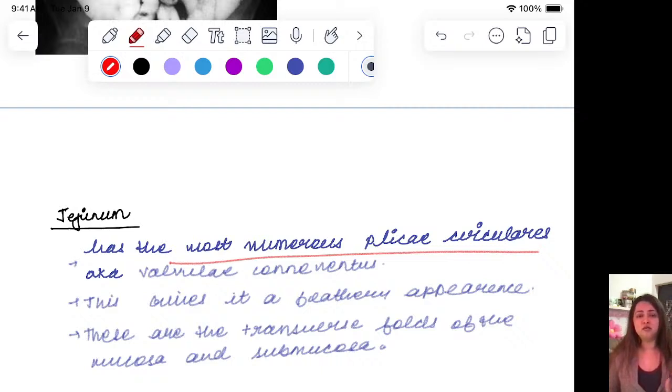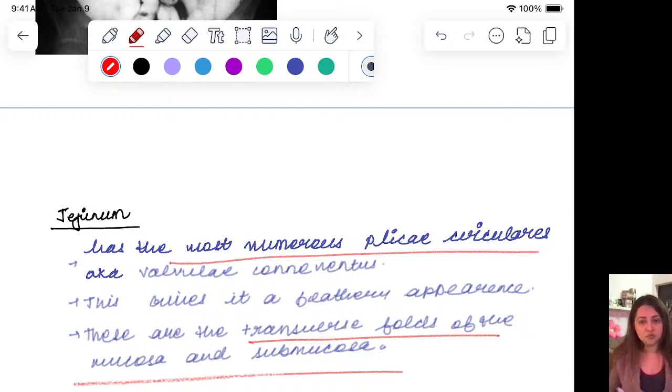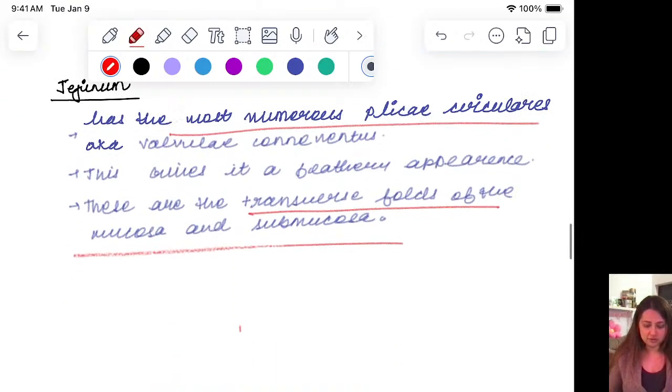What are these plicae circulares or valvulae conniventes? These are the transverse folds of the mucosa and the submucosa. And what are they doing? They are increasing the surface area for absorption. All right.